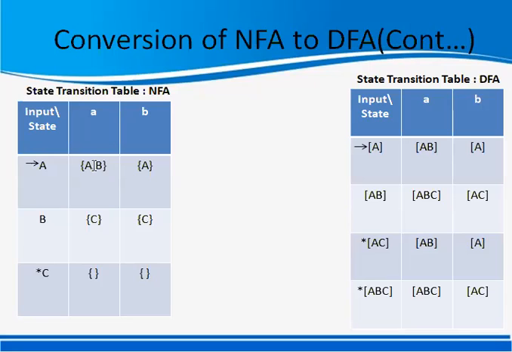So it will give AB. So on input small a, it will move to state AB. Now on input small b, we will take the union of these two. So it will give state A.